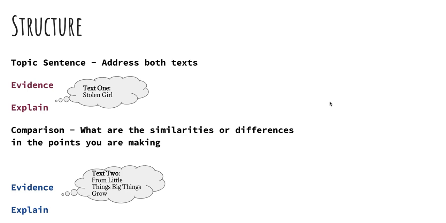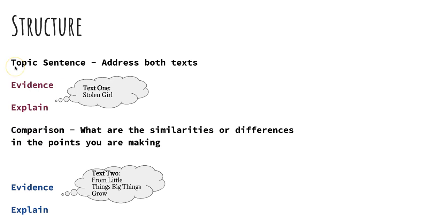So let's look at structure. I'm going to just pause for a second and let you have a look at this. So what you should notice is that it's basically the same as a text response. It's basically an extended version of TEEL. So normally if it's a text response, it'll just be TEEL, all right? Topic sentence, evidence, explain, link, all right?